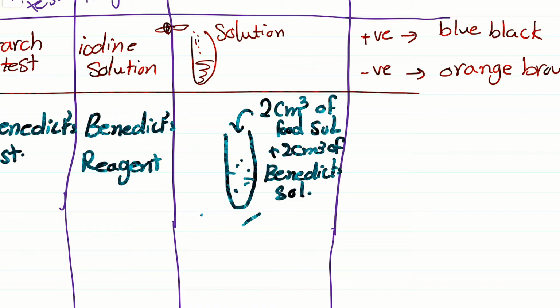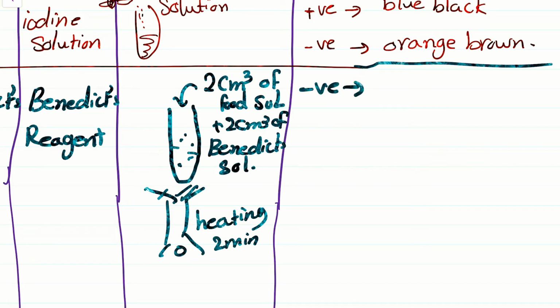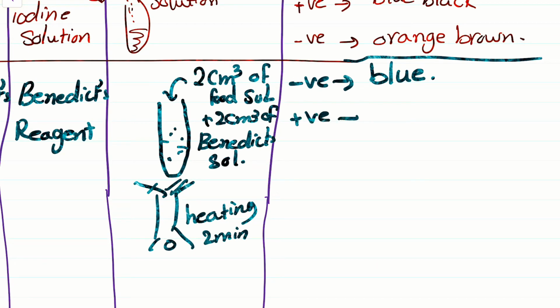What else? Heat them. Sometimes we add them in a water bath and check the change of the color by heating for a few minutes, around 2 or 3 minutes. If we have negative, the solution will be blue. Why? Because this is the color of the Benedict solution, but any change other than the blue will be positive. What are these? It may be orange or brick red.